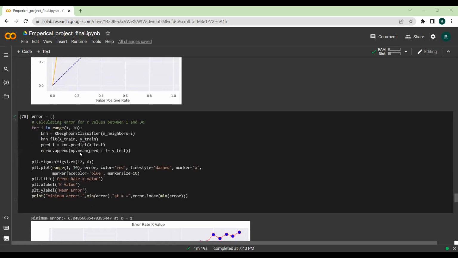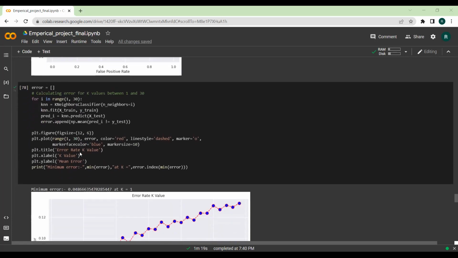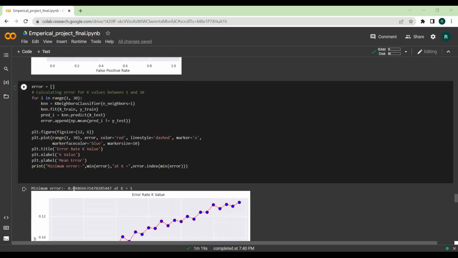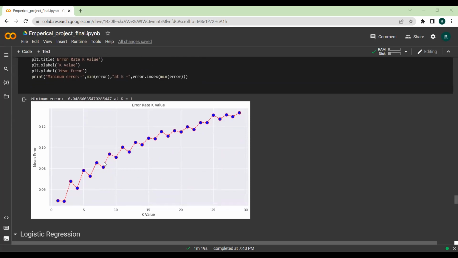After that, we also calculate the error for the KNN model, and we get 0.048 at k equal to 1, which means that when k equal to 1, the KNN model follows the trend of the training data and gets the training accuracy higher than the testing accuracy. So we get a slightly lower testing accuracy than the training accuracy.